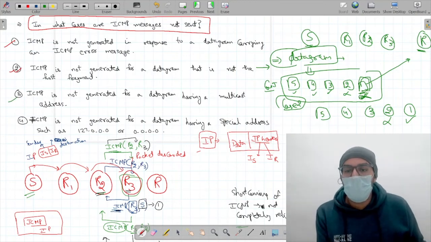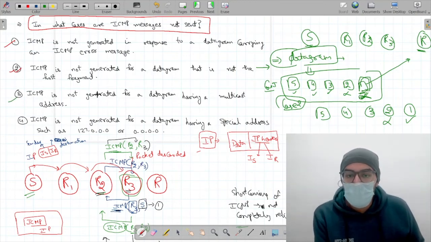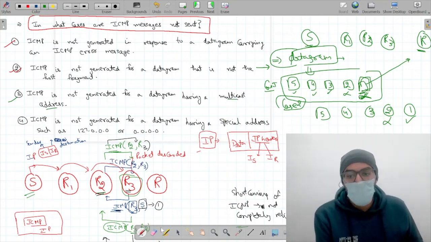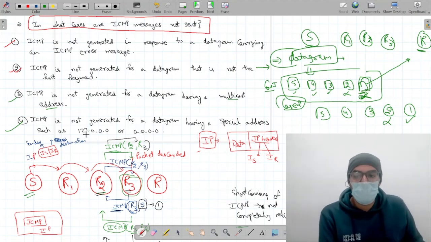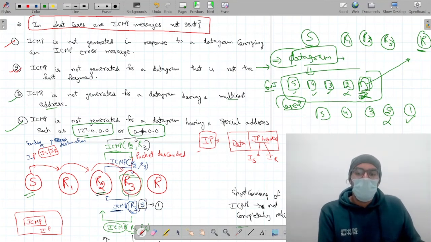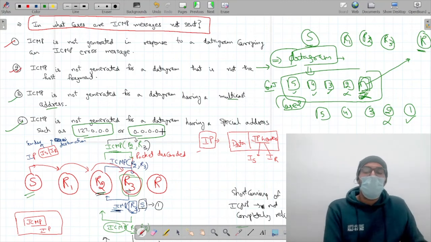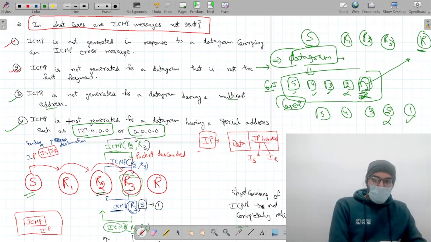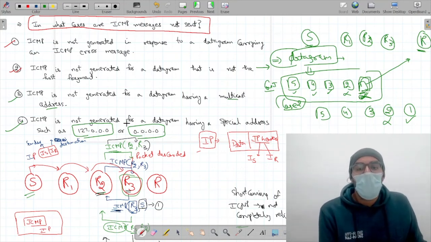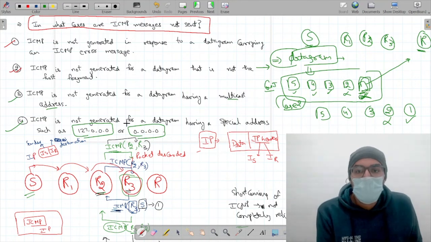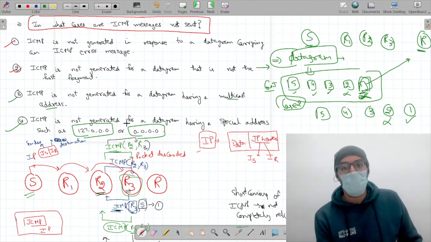The third thing is pretty much theoretical: ICMP is not generated whenever a datagram is having a multicast address. You need to remember this. And the fourth thing is, whenever a datagram is having a special address of the form 127.0.0.0 or 0.0.0.0, then if the IP packet with these two addresses is discarded, the node or any host is not going to send the ICMP message back to the sender S.